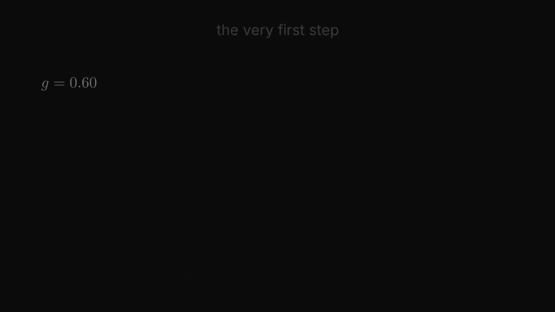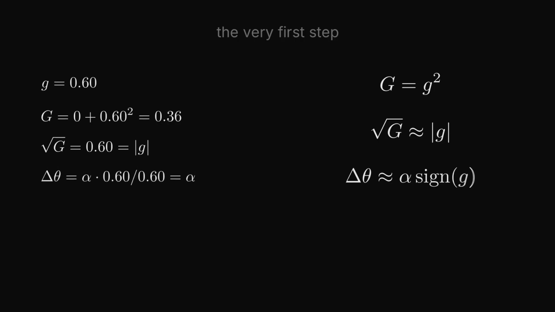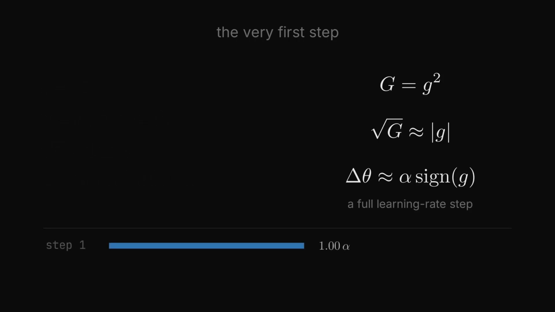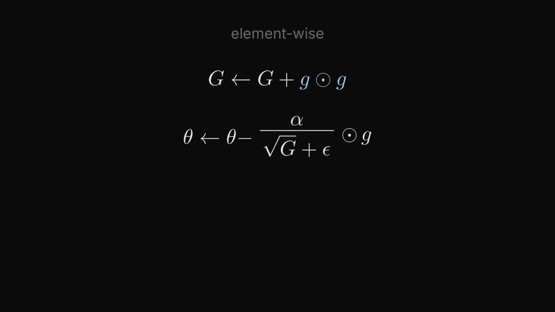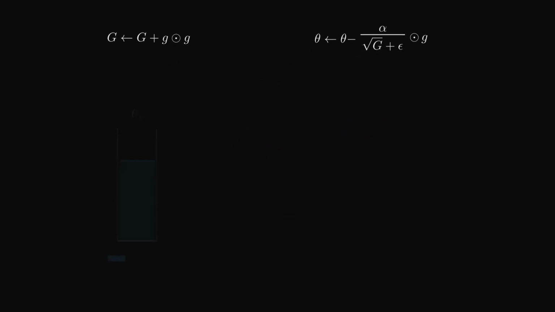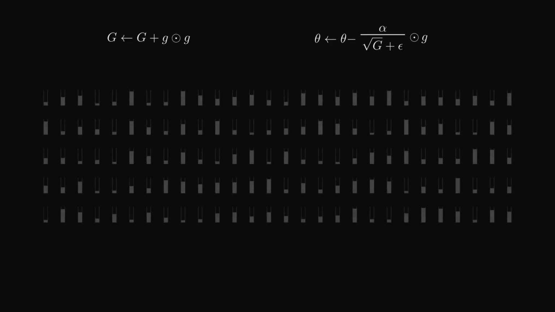Watch the very first step. G equals g squared, so the square root of G is approximately the absolute value of g. And the update is approximately alpha times the sign of g. A full learning rate step, the magnitude stripped away. And everything here is element-wise. G squared, the square root of G, and the division all happen per parameter. One private tube per direction. One private tube for each of billions of mismatched directions.